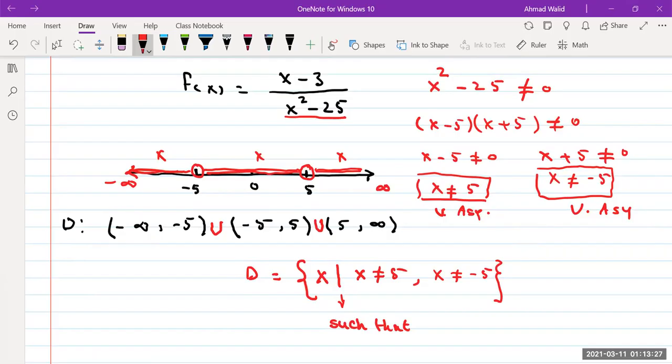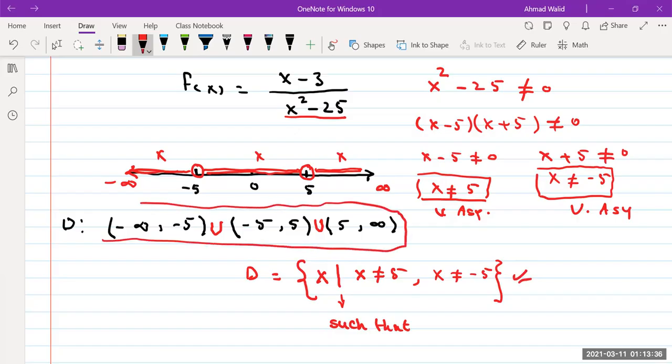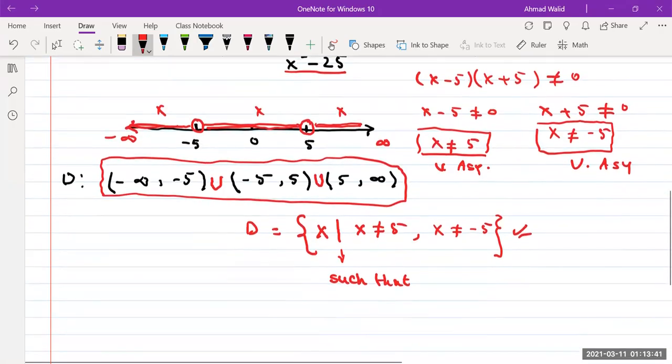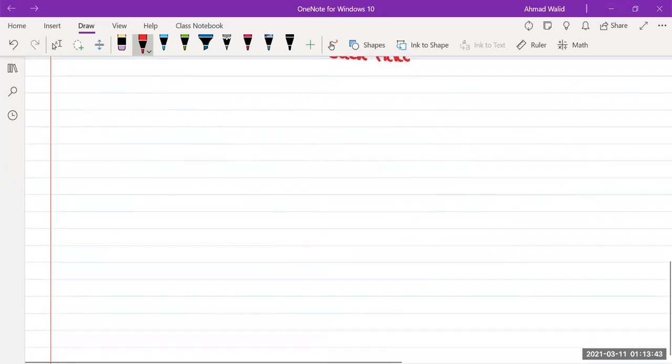I know this type, we are not using it a lot. Usually try to write your domain in this way. I will accept this way. And I like to write my domain always like this. Correct? Because for some people, the set notation is a little bit difficult to write.